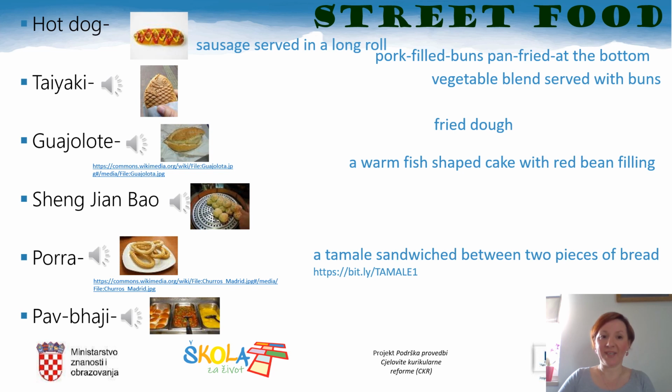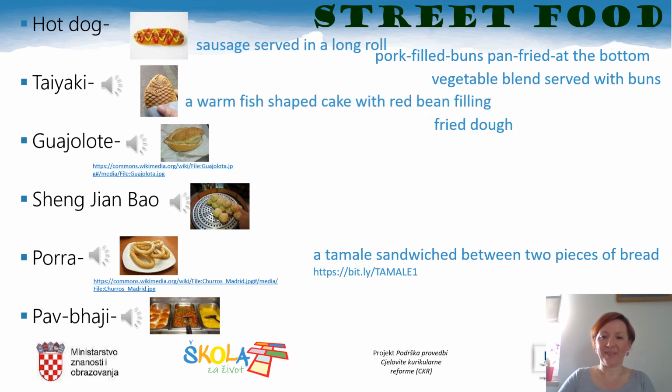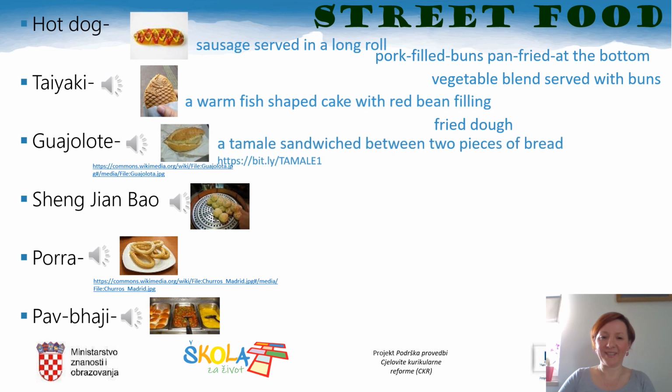What about taiyaki? Oh, this one was easy because you could see the shape of a fish. A warm fish-shaped cake with red bean filling. What about the next one? What is this? Right. It's a tamale sandwich between two pieces of bread. If you would like to know what a tamale is, visit the link under the description.